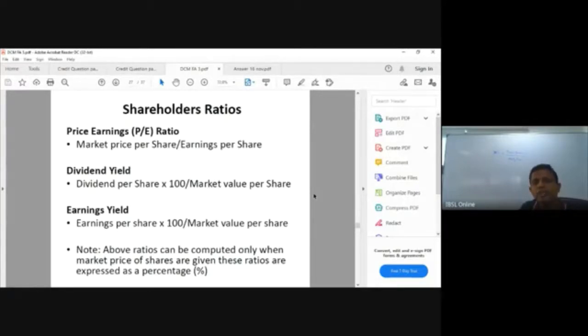Then the investment is the market price per share. Dividend yield means dividend per share divided by market price per share into 100. The higher the percentage, the better it is. Similarly, you can calculate earnings yield also, where instead of dividend per share, you take the earning per share divided by the market price per share into 100. The higher the percentage, the better it is.